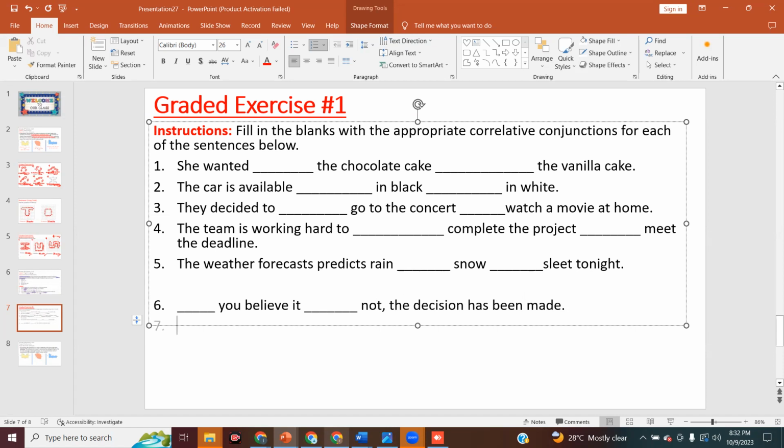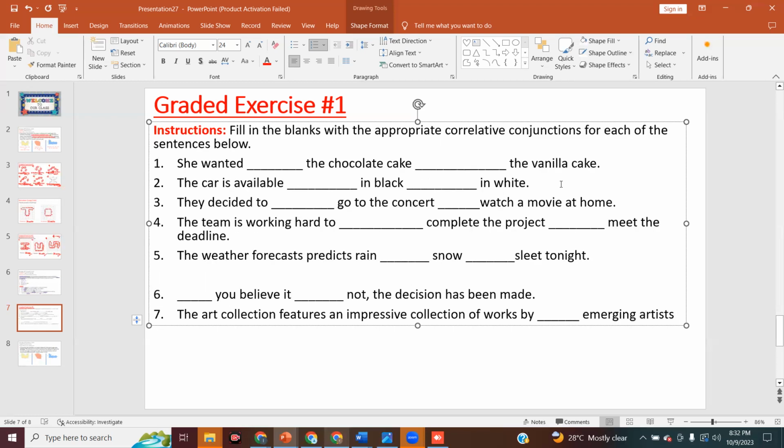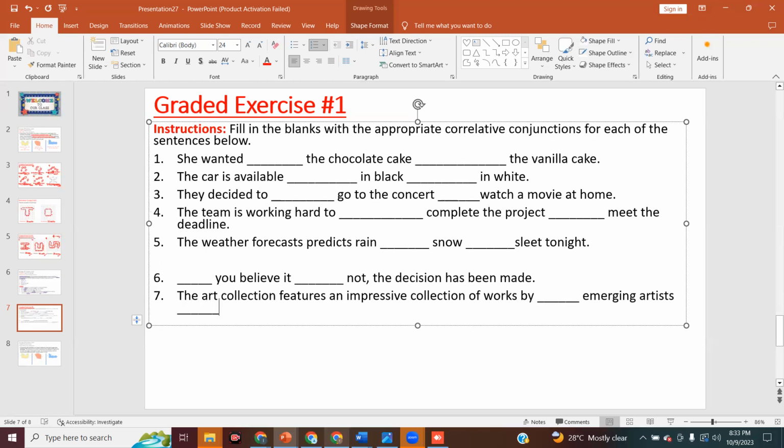Number 7. The art collection features an impressive collection of works by blank emerging artists blank well established masters of the craft.